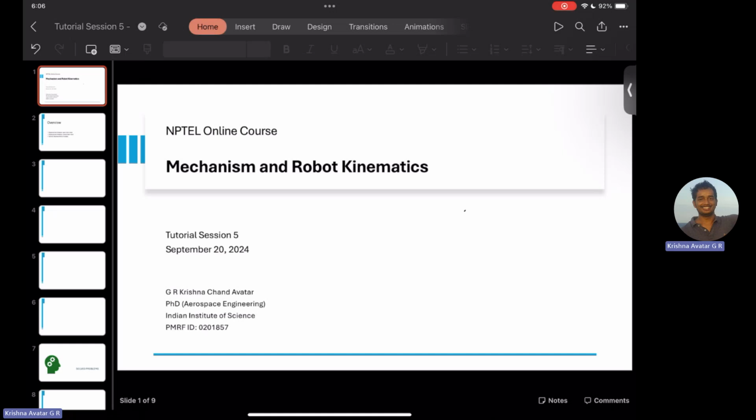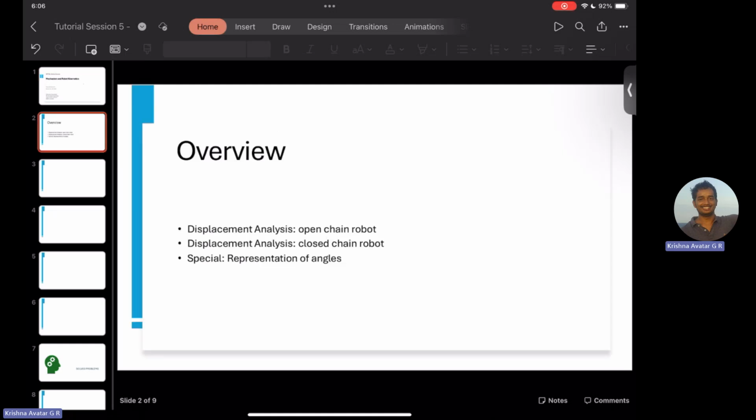Keeping in line with the pattern that we have been following for all the tutorial sessions, in today's session also we will have the weekly review, so to speak, of the contents that were taught in the lectures for week 4, and we'll be solving certain problems from the assignments.